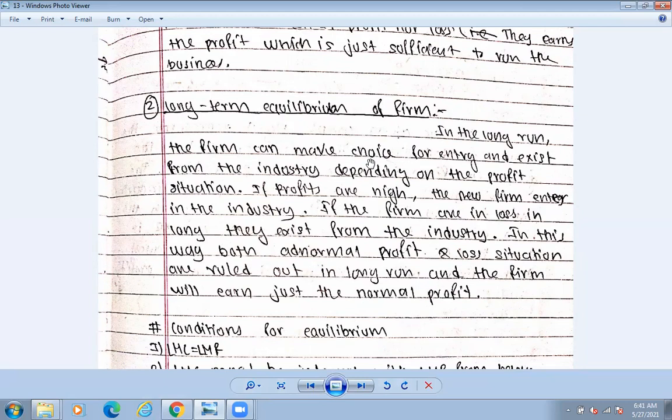Okay, limited budget ma chalnu parne huncha. So that's why if it is for the short period of time, budget comes, but in case of long run, that is long term equilibrium of the firm, you can change the technologies. Tara yaha chai ke huncha ta, in case of perfect competition market, you are going to have the normal profit only.